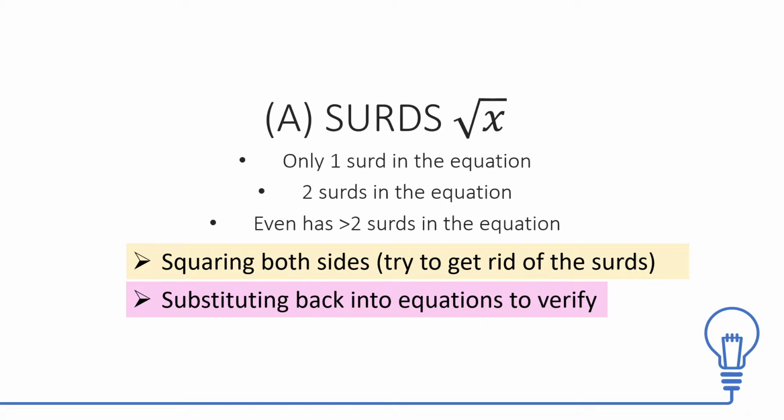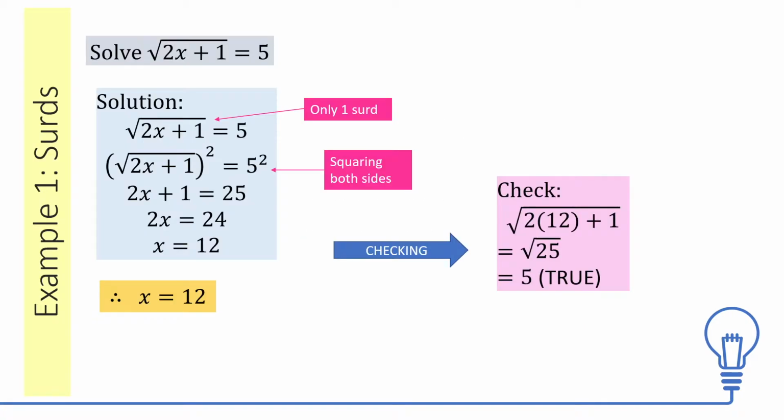Okay, so our strategy is, first, keep our surd on one side of the equation. After that, we keep on squaring to get rid of the surd. After that, there is one important task to do: we need to substitute back the value that we found into the original equation to verify our answer. Okay, so let us look at the first one.